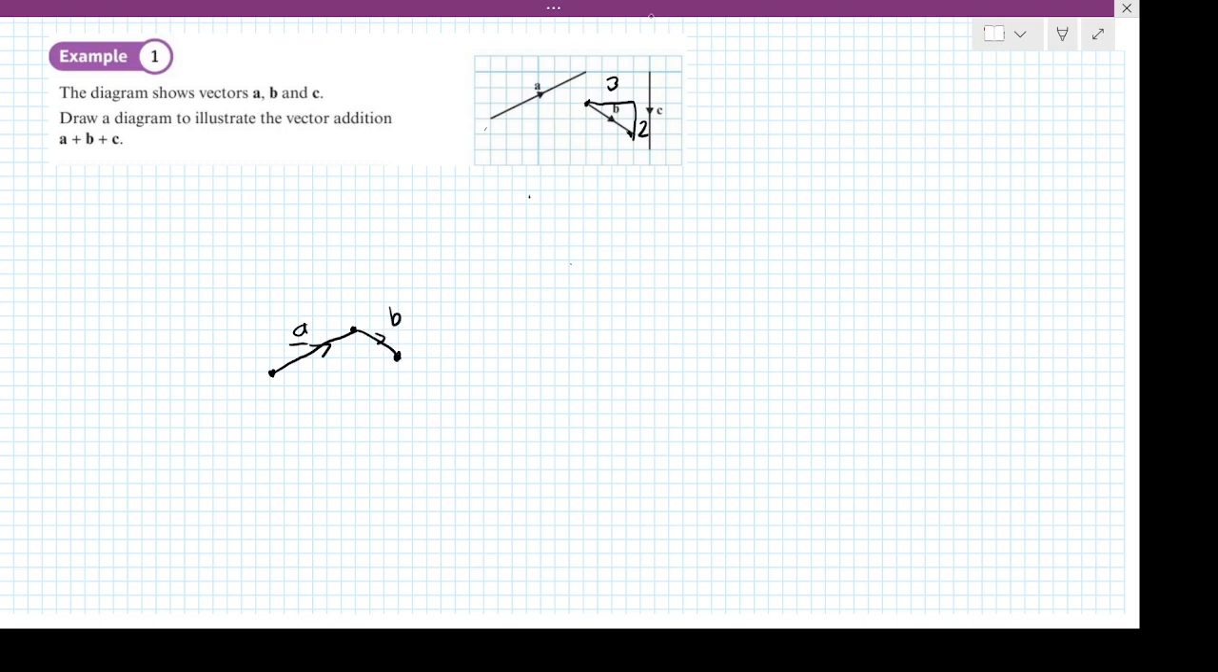By the way, I'd recommend doing it in pencil, and then once you've got the final thing, do it in pen. I've not seen an exam question with this example, but either way, that's B.